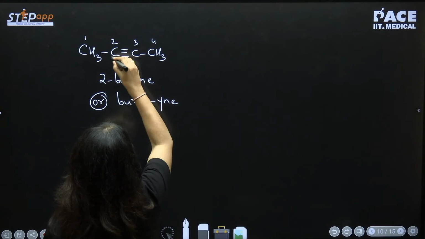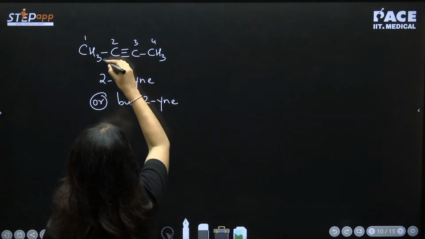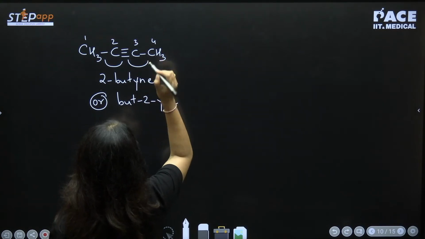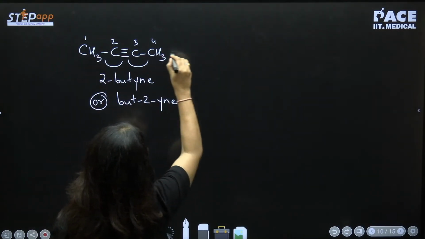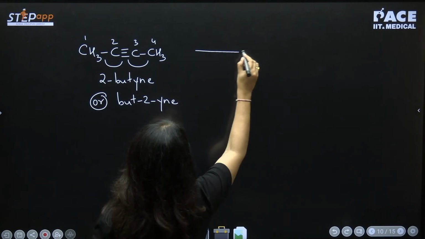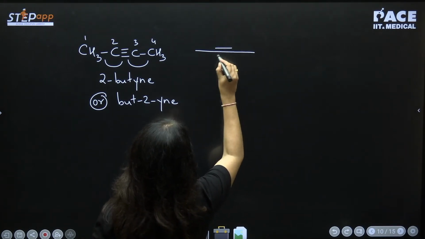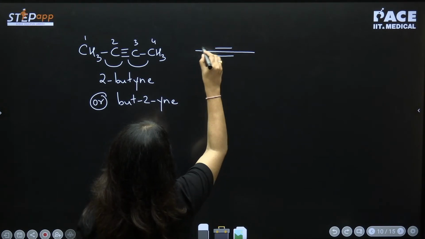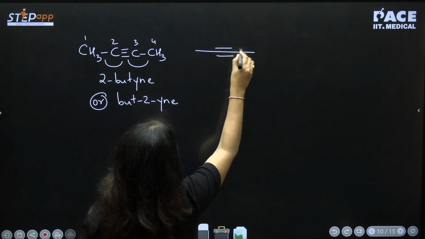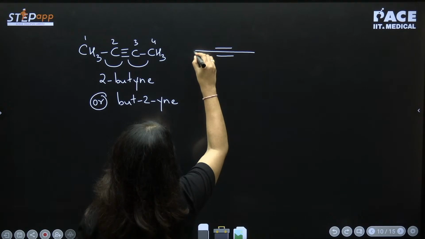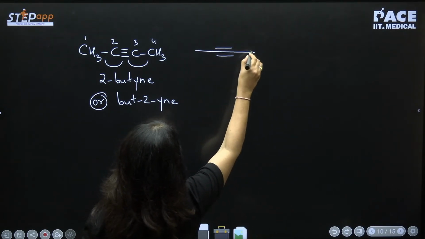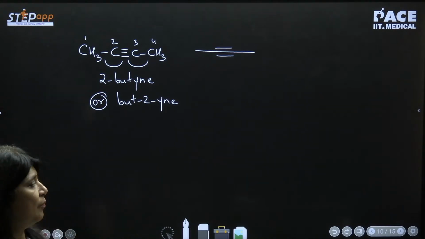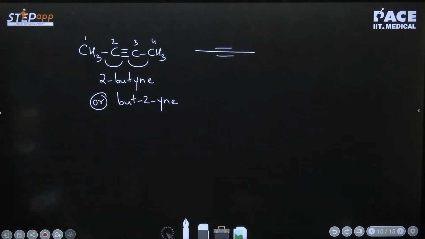These carbon atoms both are sp hybridized. So this bond angle is going to be 180. Same way this bond angle also is going to be 180. So all these 4 carbon atoms are going to lie in one line. So this is your butyne, 2-butyne. This is your first carbon, second carbon, third carbon, fourth carbon. So that is the bond line for butyne.